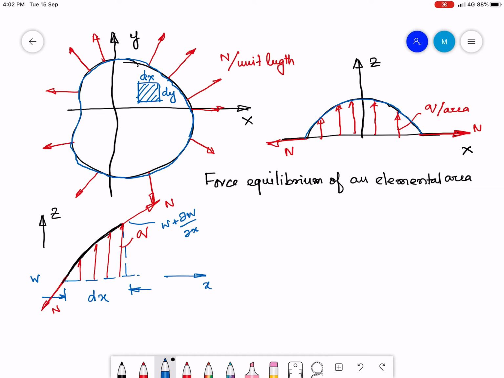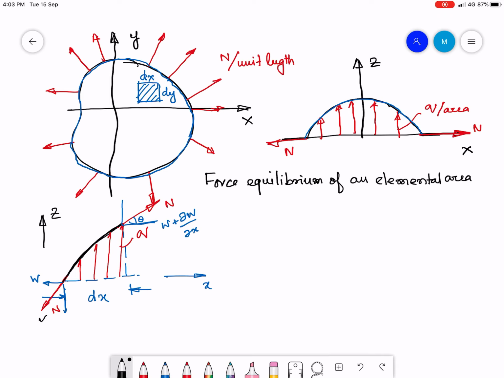Therefore, if I try to find out this angle theta here, and this is going to be 90 minus theta. And now, let me try to resolve the force in the z direction. So, what is the first force? Let me first take this force and see what is the component in z direction.